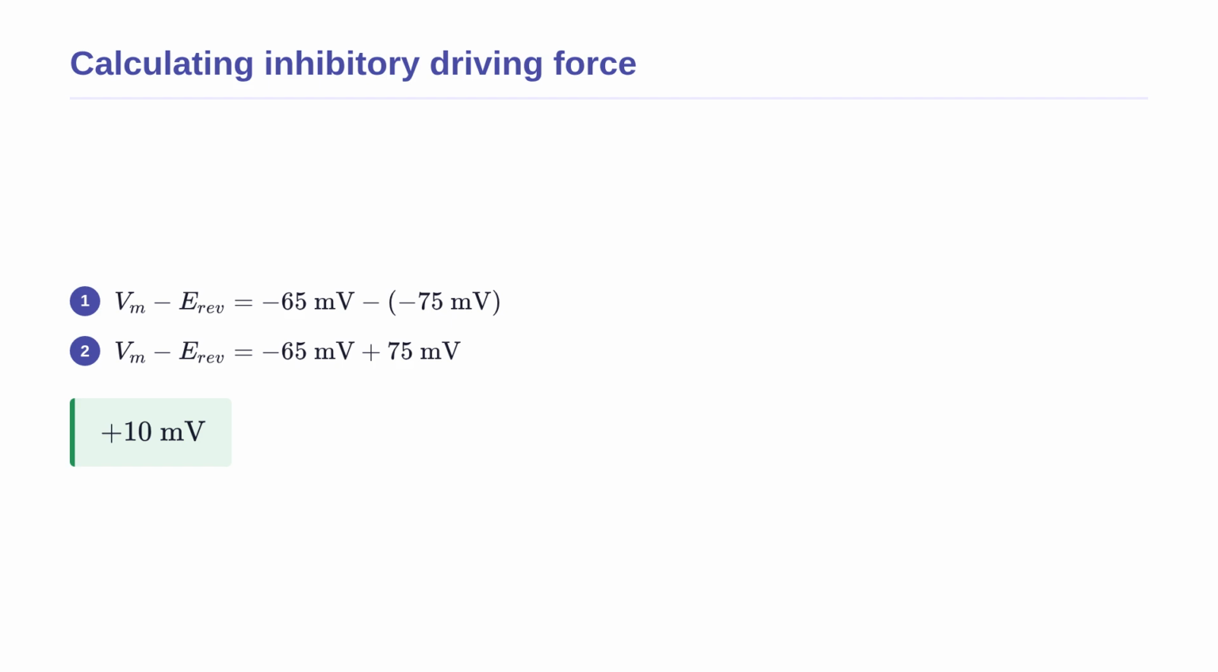We use the driving force portion of our synaptic current equation, which is simply the membrane potential minus the reversal potential. By substituting our given values, we subtract negative 75 from negative 65. The double negative becomes a positive, resulting in a final answer of positive 10 millivolts. Physically, because the driving force is positive and chloride is negatively charged, there is a strong inward pressure pushing negative ions into the cell, making it harder for the neuron to fire.